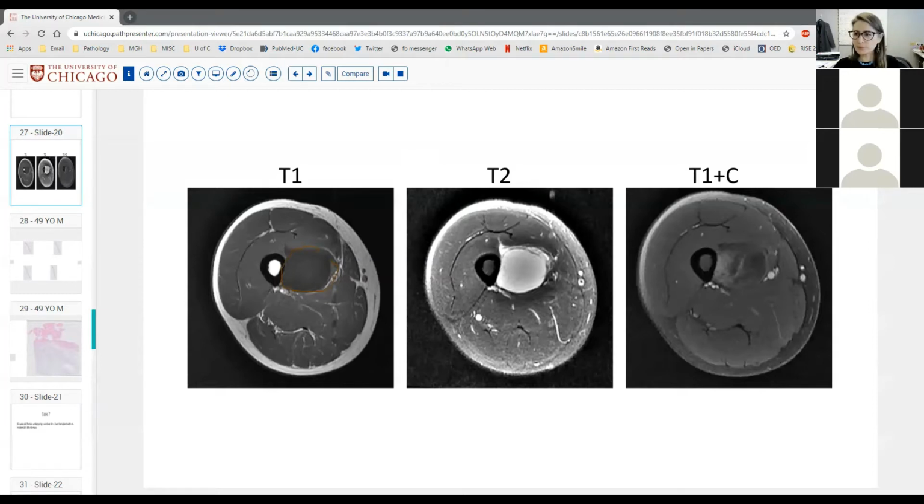It's very nice and fluid intense on T2. You can tell it's a very fluidy kind of thing because it's very bright on T2. And there's only minimal enhancement around the edges on contrast. Together these findings are consistent with a fairly benign process. If you look at something like this, you could suspect something like myxoma.